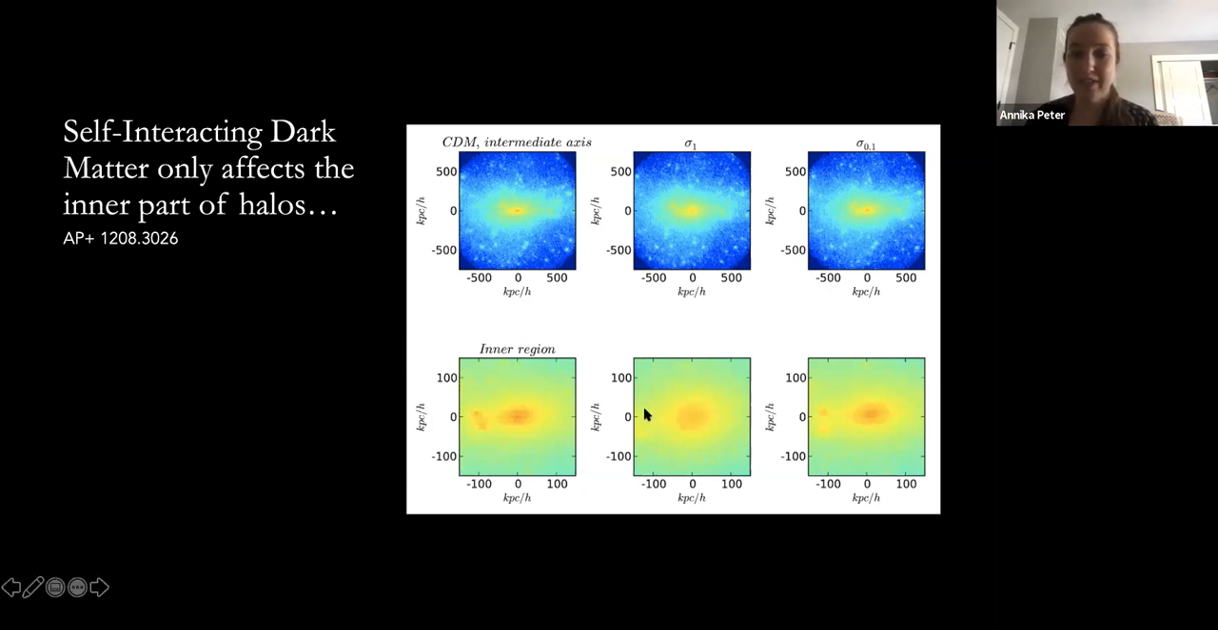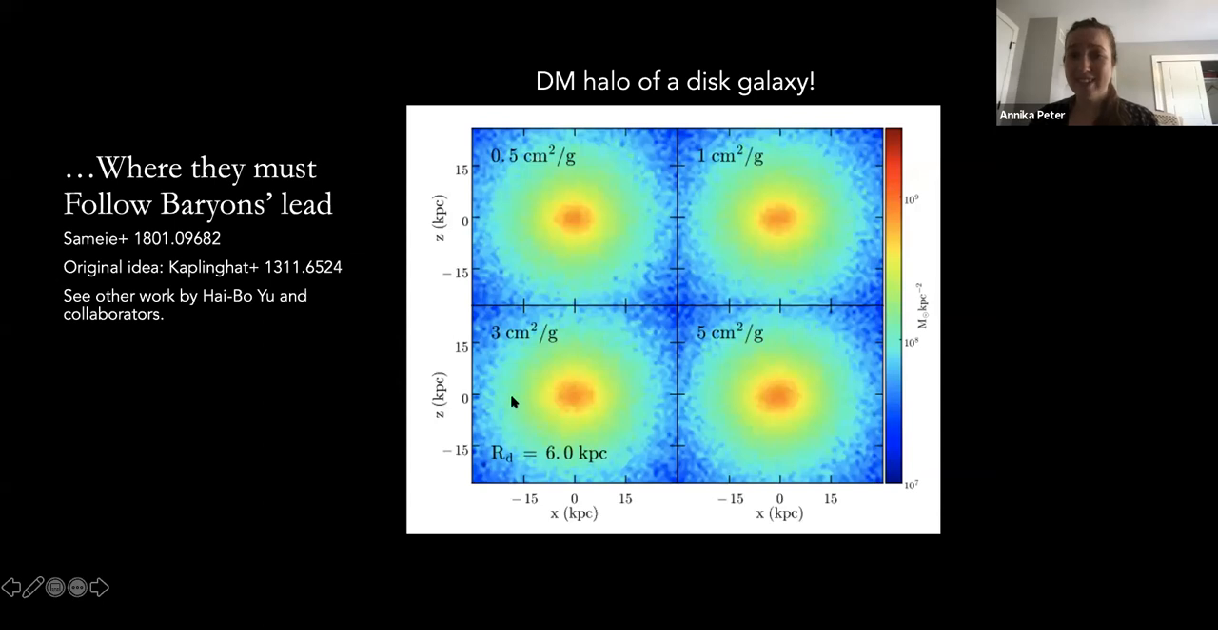And here zoomed in on the inner regions in the lower row, for cold dark matter halos, which are represented in this left column here, you get these very triaxial halo shapes. And then as you crank up the dark matter cross section, you get rounder halos. And they're not as dense as the cold dark matter ones. So we ran these simulations with only dark matter, no baryons. And one interesting thing that's happened is the simulations that include baryons, i.e.